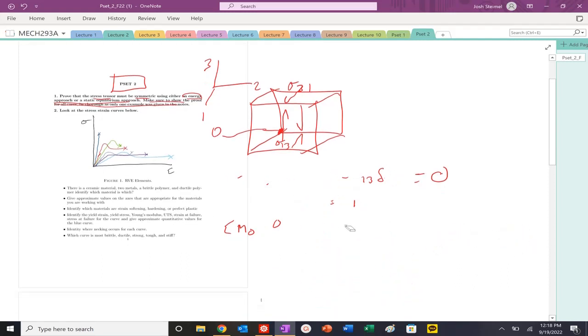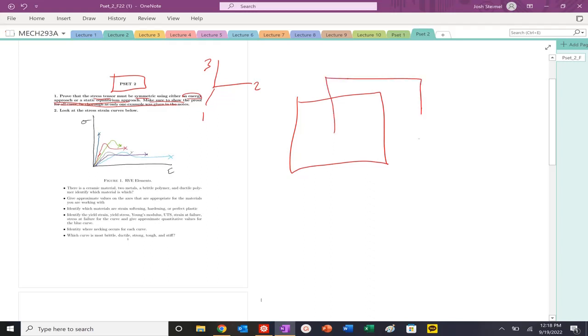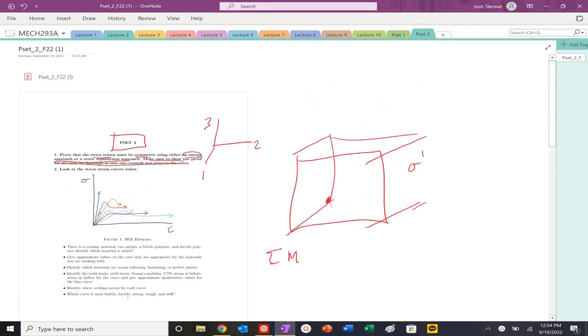We already did sigma 2, 3 in the notes. Let's do sigma 1, 2. So let's erase here, draw our new cube, make sure everything is looking okay, and redraw our new stresses. Again, we've already done 1, 3, and in the notes we've done 2, 3.